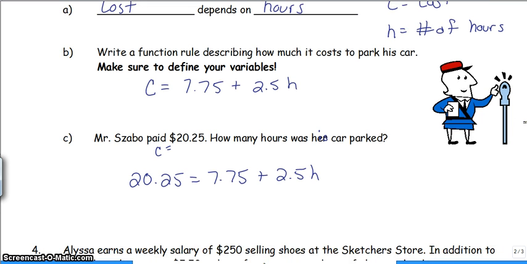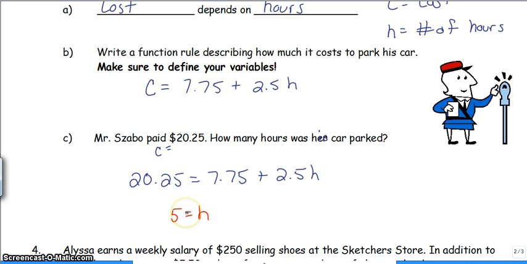Press pause, solve the equation if you haven't done it. If you're checking it, you should be ready, and the answer is going to pop up momentarily. So when we solve this equation, we wind up with H equals 5. We haven't answered the question though. So I paid $20.25. How many hours was my car parked?